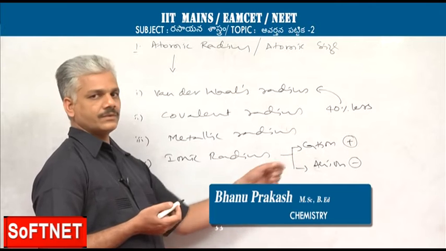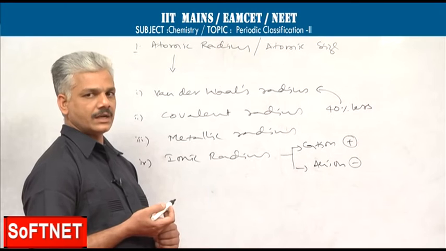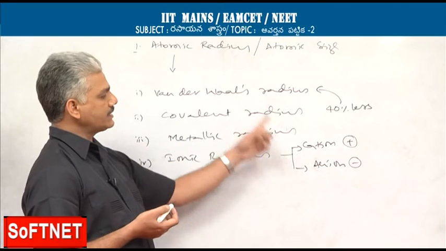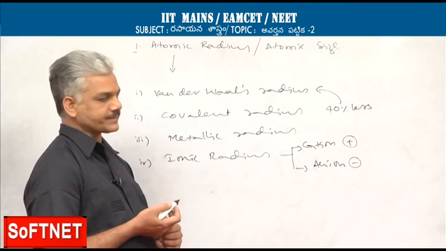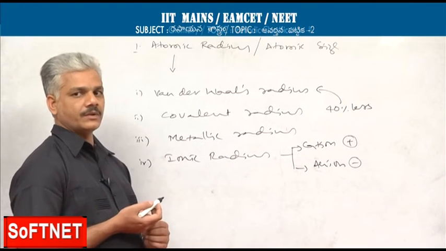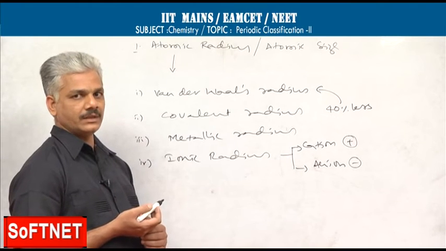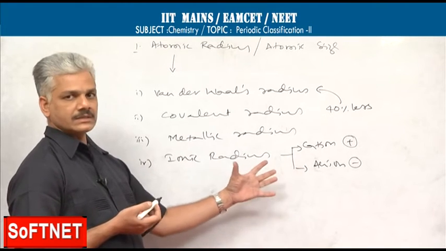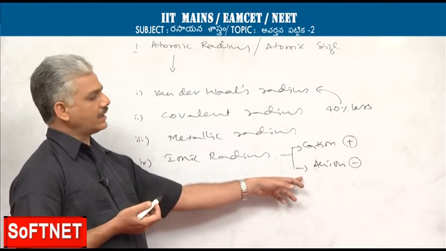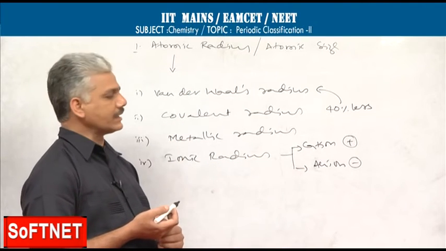Hence, the nuclear force of attraction will be more in case of cations, and as a result its radius is always less compared to atomic radius as well as anionic radius. In case of anion, as the number of electrons is more than the number of protons present inside the nucleus, the nuclear force of attraction will be reduced and hence slight expansion takes place. Hence, anionic radius is always higher than that of atomic radius as well as cationic radius.